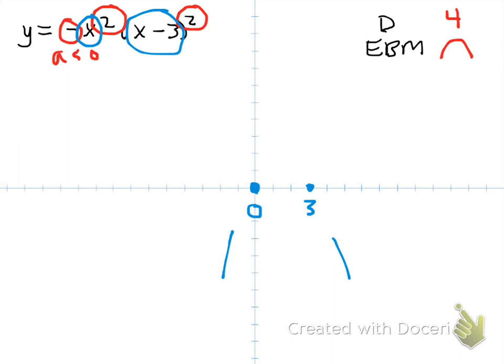So multiplicity of 2 with the factor of x means that the graph is going to come up and touch the x-axis at 0. And then again, another multiplicity of 2 for a factor of x minus 3 means it's going to touch at x equals 3 as well. That's it.